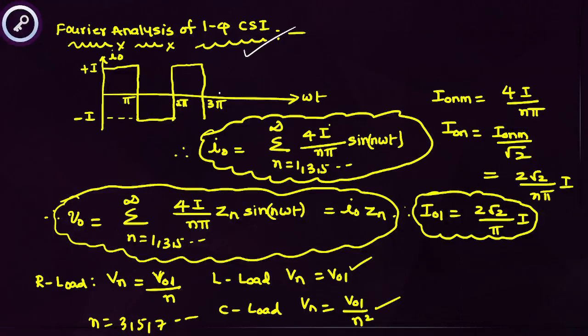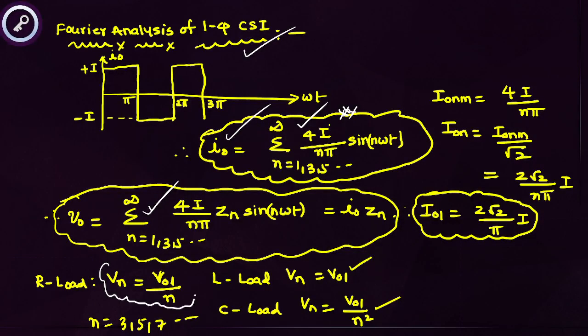Then what is the Fourier analysis of a single phase current source inverter? This is the Fourier analysis of a single phase current source inverter. First, I am calculating the current expression. In the voltage source inverter we calculated the voltage expression, but in the current source inverter we calculate the current expression: summation n equal to 1, 3, 5 up to infinity, 4I by n pi into sin n omega t. This is the instantaneous output current, and this is the instantaneous output voltage. Then you can write any formula.